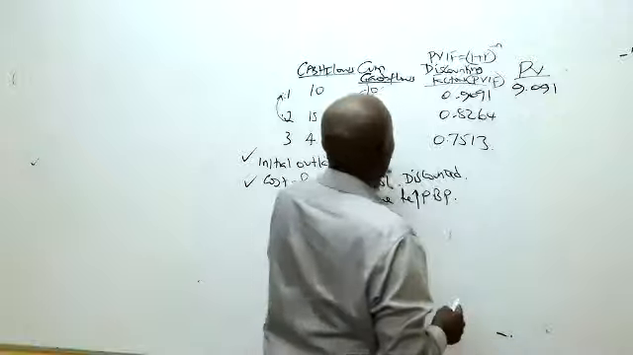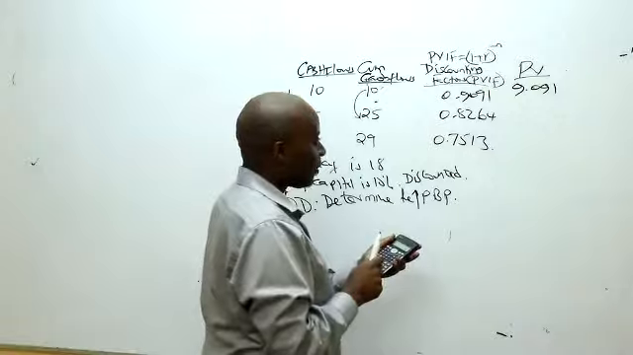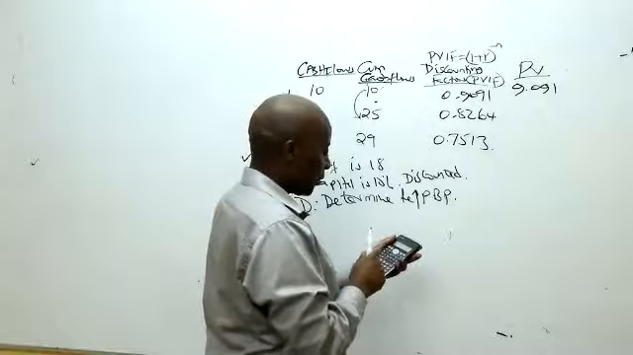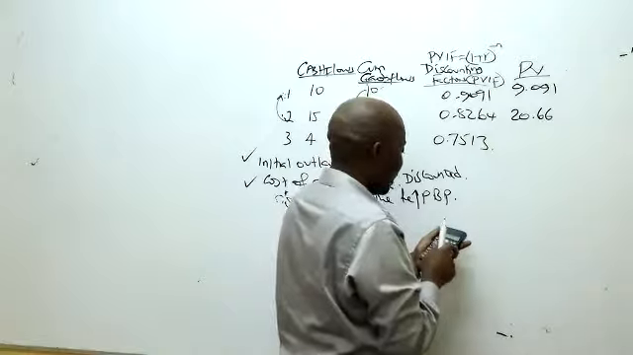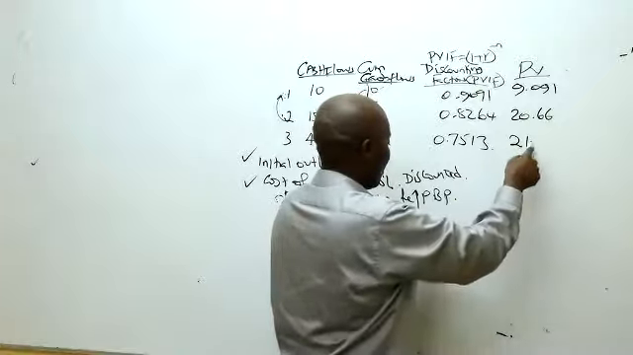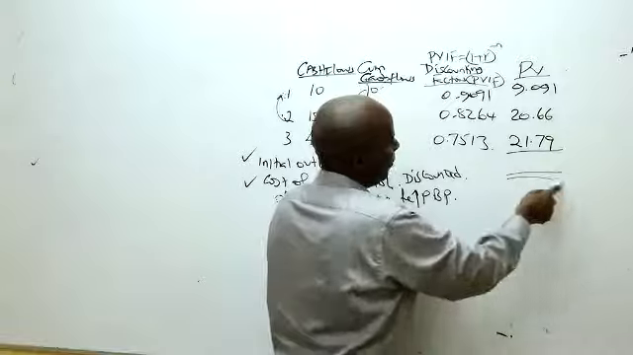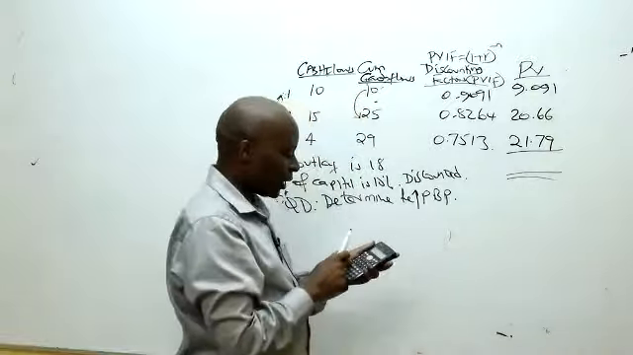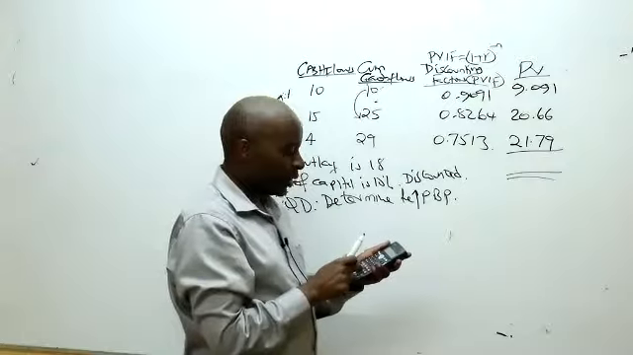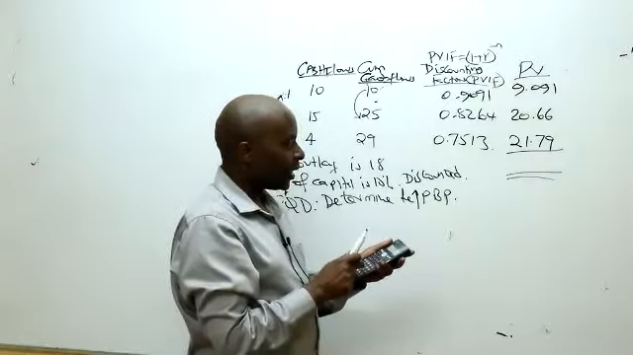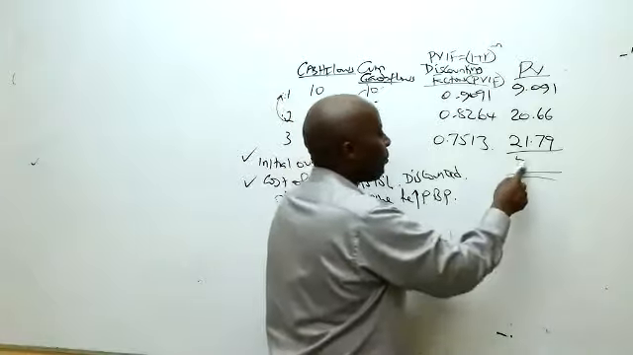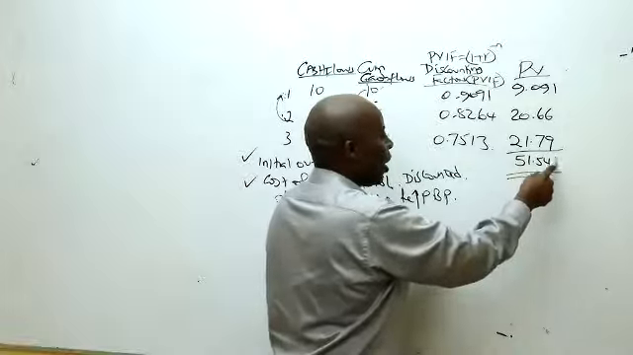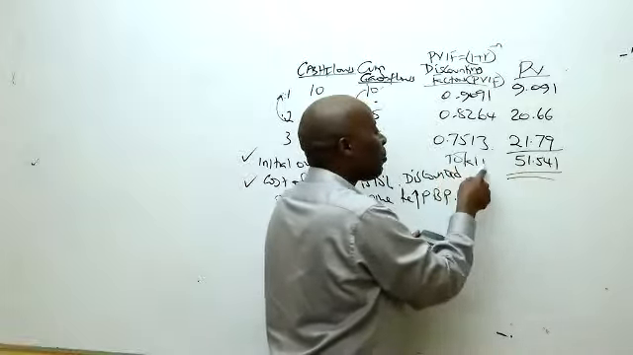So please come and multiply, like now this and this will give me 9.091. And then we have 25 times 0.8264, giving me 20.66. And then lastly, we have 29 times 0.7513, giving me 21.79. Now from there, ladies and gentlemen, come and give us the total: 21.79 plus 20.66 plus 9.091, which in this case I'm getting as 51.541. This one here will be called the total present value.